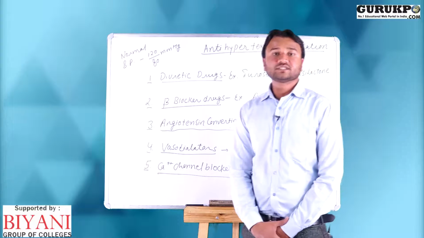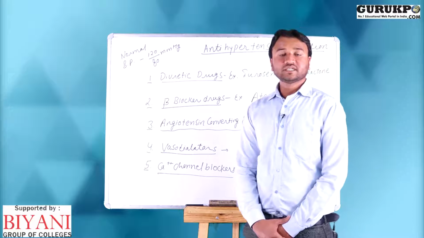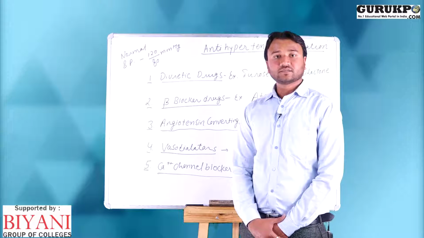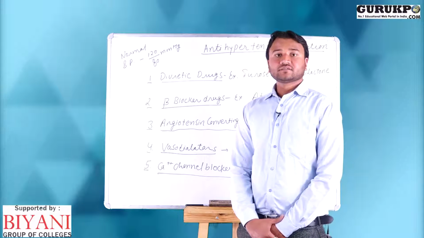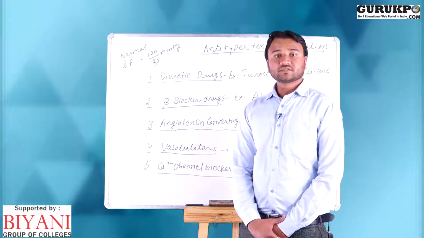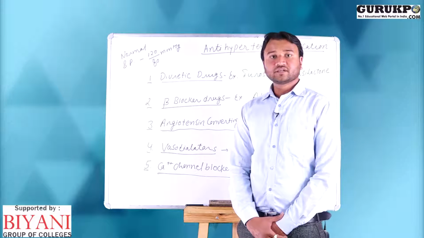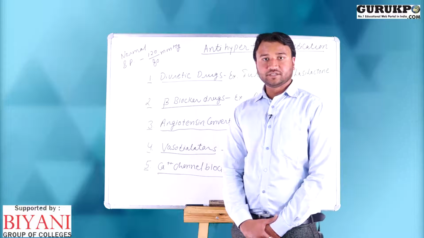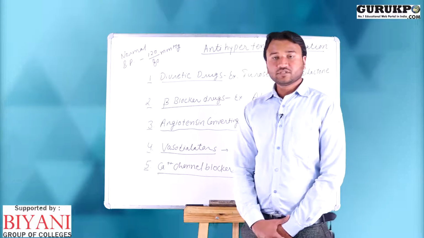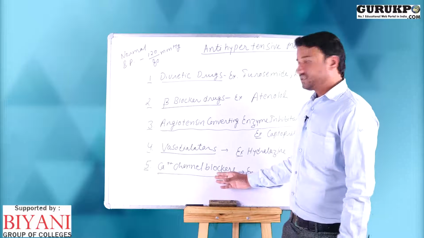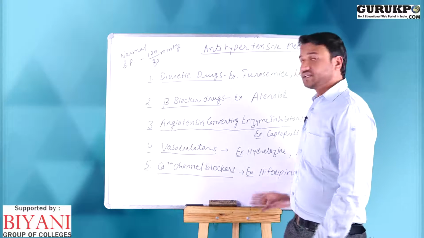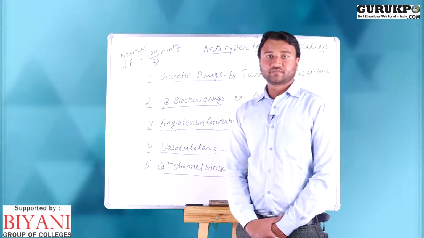And last one, calcium channel blocker drugs. When we provide the calcium channel blocker drugs to the patient, these drugs also dilate the blood vessels and reduce the sympathetic nervous system effect on the heart. So these drugs also reduce the heart rate and cardiac contractility. So these drugs also reduce the blood pressure. And the examples of calcium channel blocker drugs are nifedipine and amlodipine.